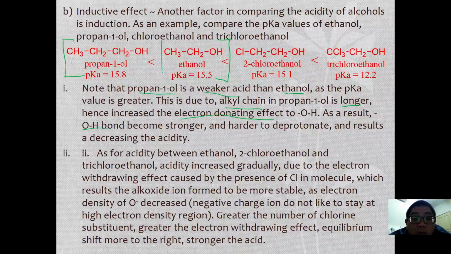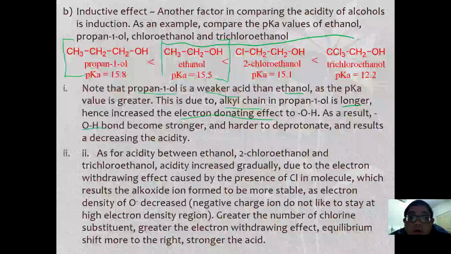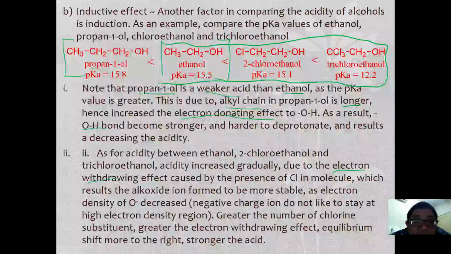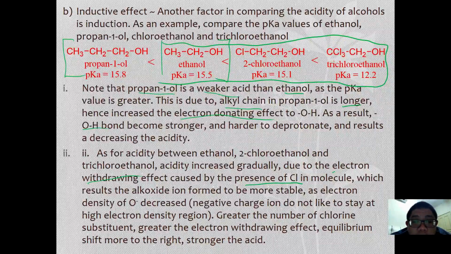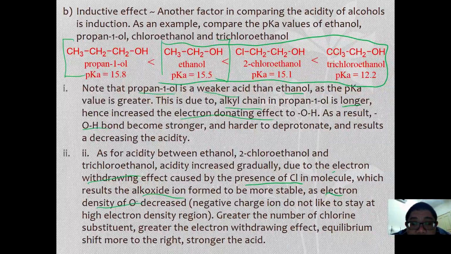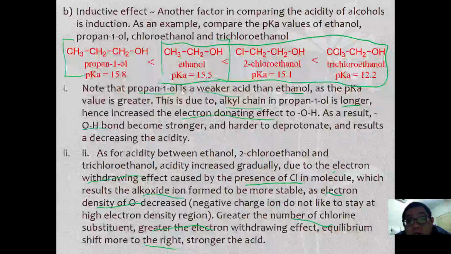As for when you compare between ethanol, 2-chloroethanol and trichloroethanol, you can see that acidity increases as the number of chlorines increases. This is due to the electron withdrawing effect caused by the presence of chlorine inside the molecule, which results in the alkoxide ion formed being more stable. As the electron density of the O- decreases, the greater the number of chlorines, the greater the electron withdrawing effect, and equilibrium shifts more to the right, therefore it is a stronger acid.